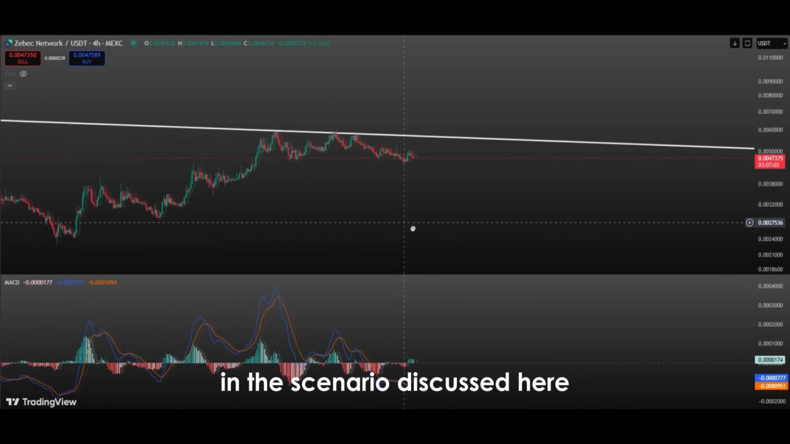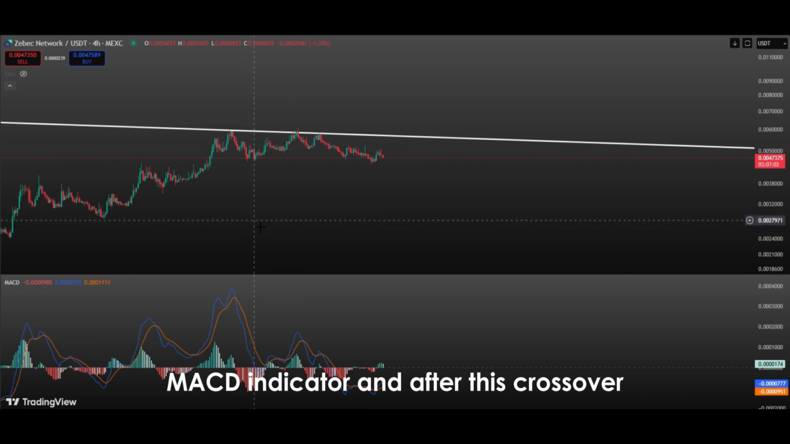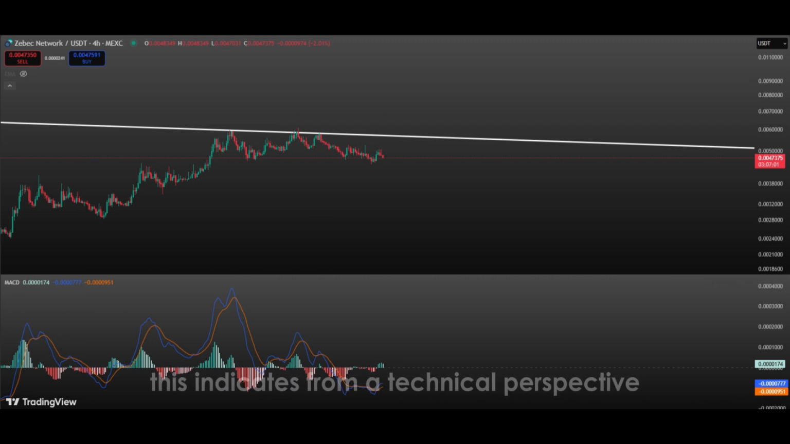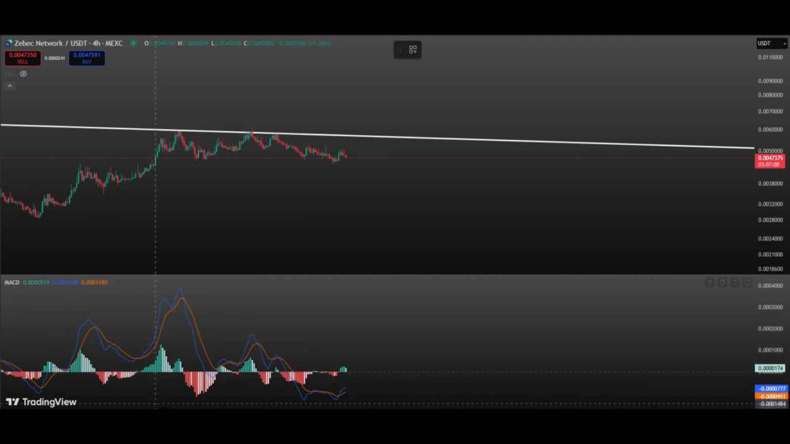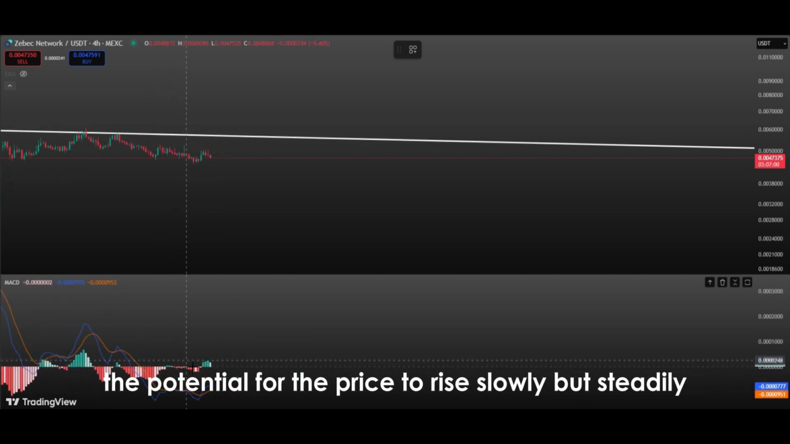In the scenario discussed here, a crossover has occurred on the MACD indicator, and after this crossover, the lines have continued to move upward, separating from each other. This indicates, from a technical perspective, the potential for the price to rise slowly but steadily.